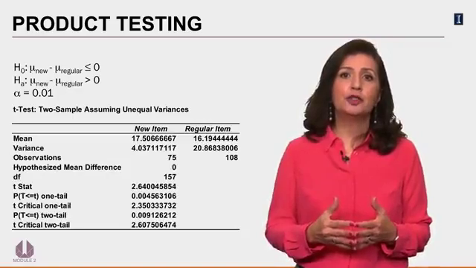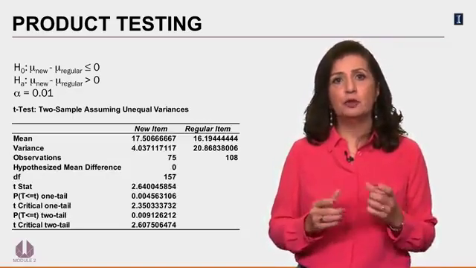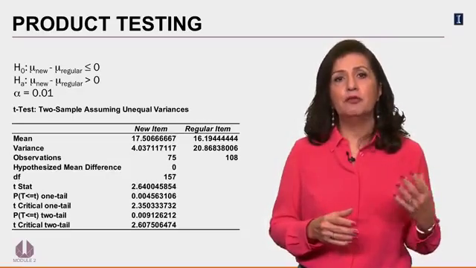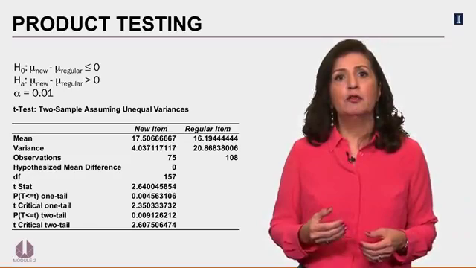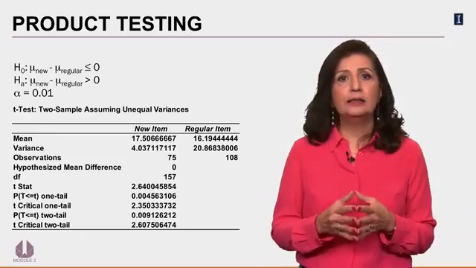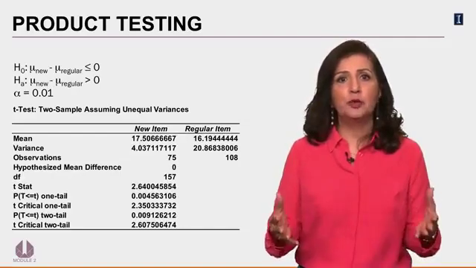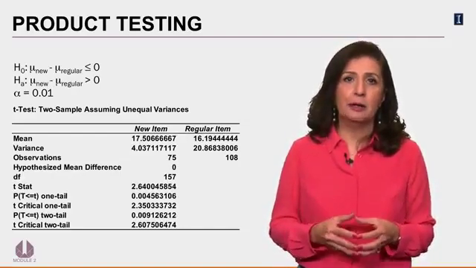The mean numbers are in thousands. Also note that we have different sample sizes. For the new item, we have 75 weekly sales data, and for the regular item, we have 108 weekly sales data. Again, we are collecting data independently from each population. The sample sizes need not be the same.